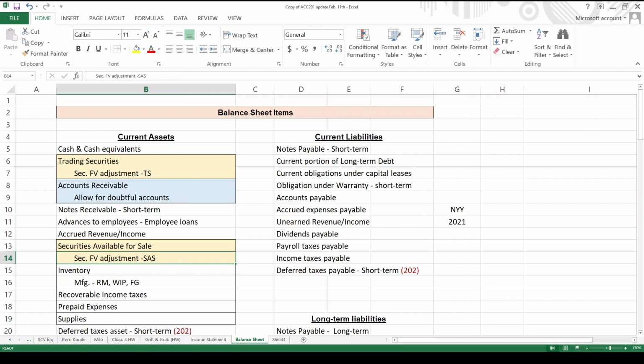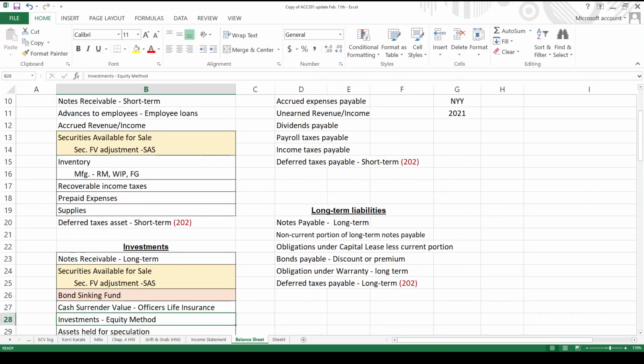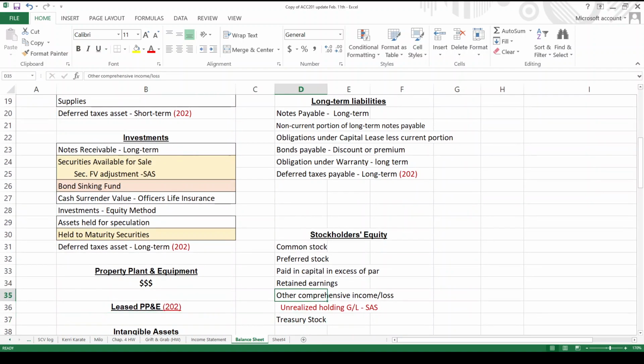The offset to this, let's say you're out $15,000. Well, you're going to credit securities fair value adjustment. Okay, what are you going to debit? Well, you're going to debit this account down here: other comprehensive income or loss. So what's the bottom line?